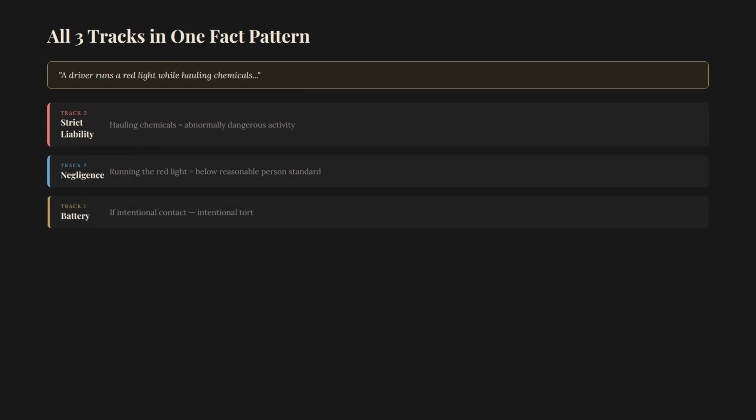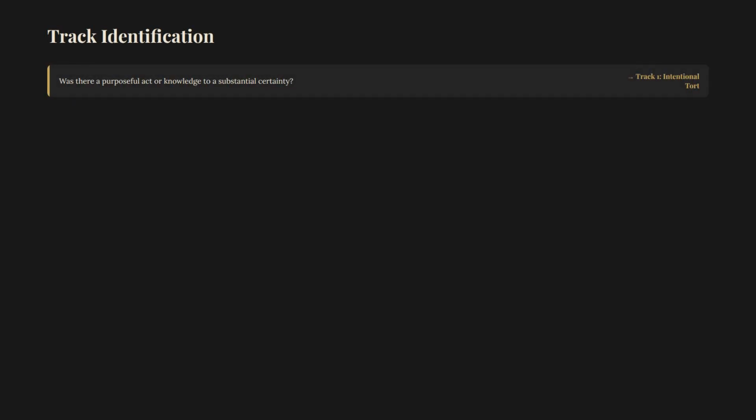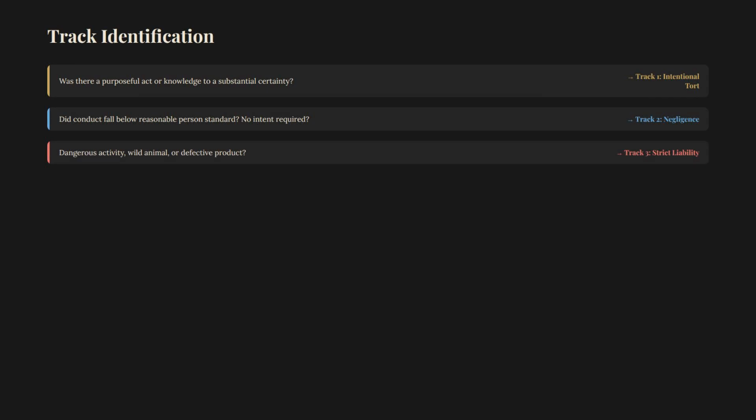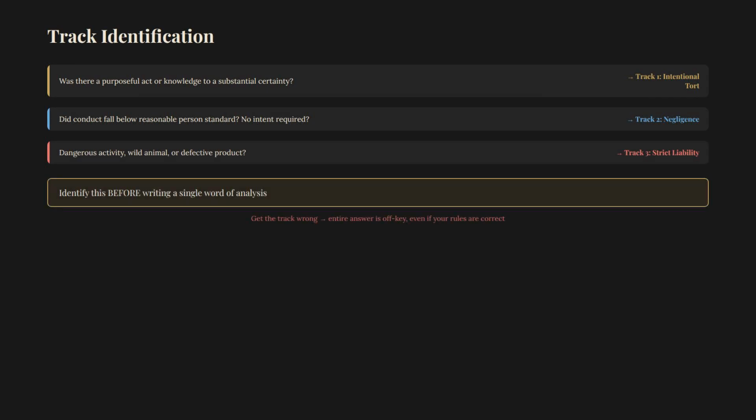These 3 tracks are mutually exclusive in theory, but they can all show up in the same fact pattern. Picture a driver who runs a red light while hauling chemicals. That's potentially strict liability for an abnormally dangerous activity, negligence for the driving itself, and possibly battery if the contact was intentional. Before writing a single word of analysis, identify which track is live for each defendant-plaintiff pair, because if you get the track wrong, your whole answer is off-key.